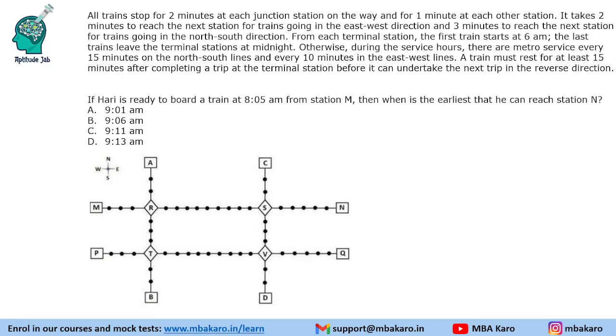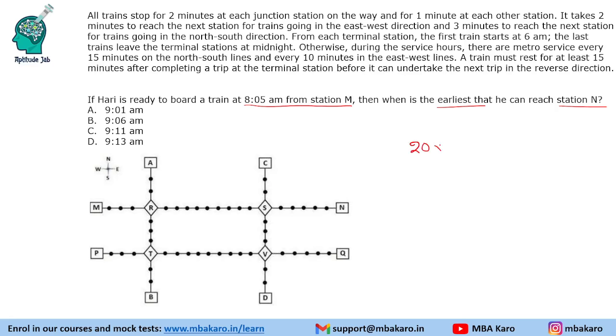Now the first question says, if Hari is ready to board a train at 8:05 a.m. from station M, when is the earliest he can reach station N? Earliest time to reach station N. Now, in this question, first of all, we will count how many stations he has to go from M to N. 1, 2, 3, 4, 5, 6, 7, 8, 9, 10, 11, 12, 13, 14, 15, 16, 17, 18, 19, and 20. So, he has to go a total of 20 stations.